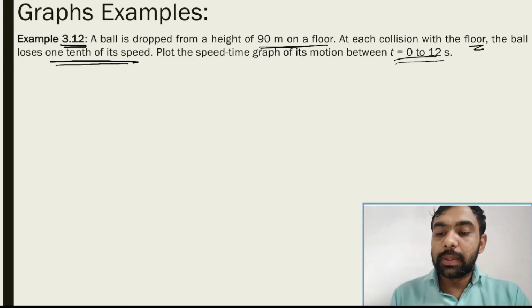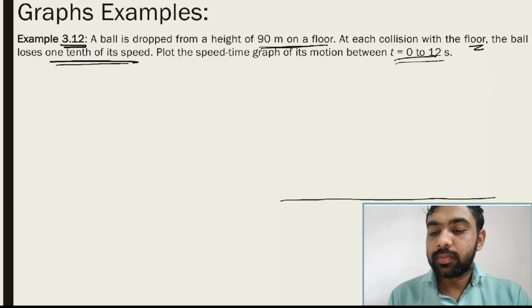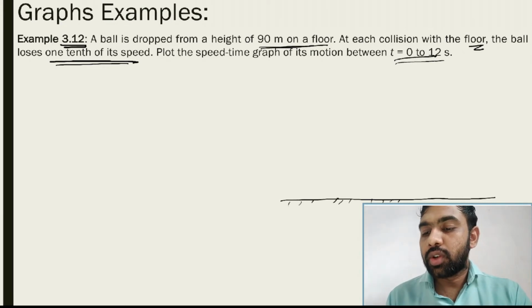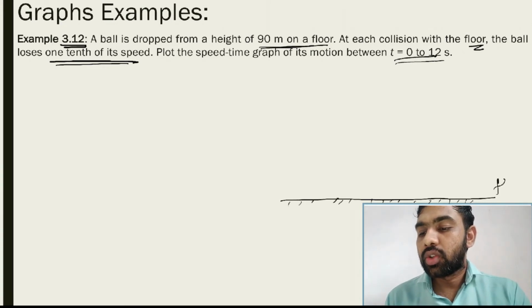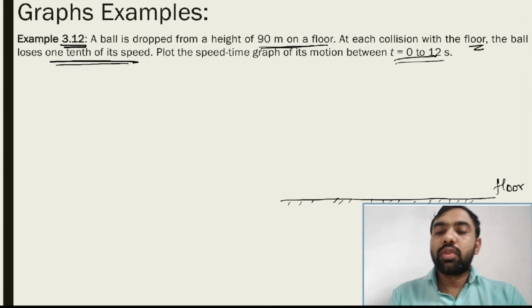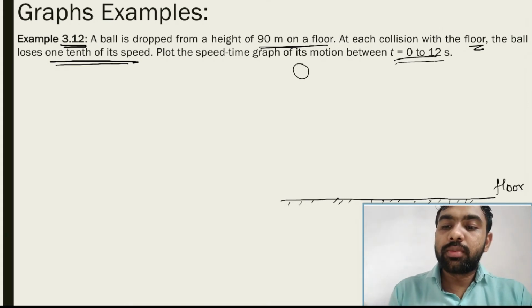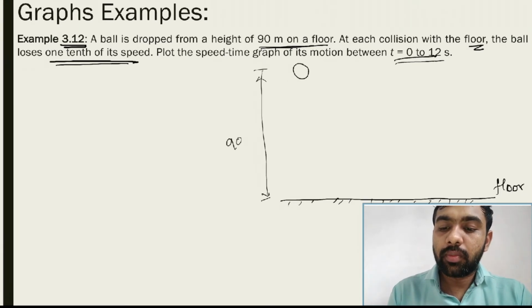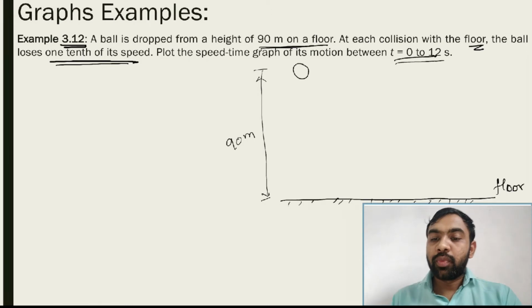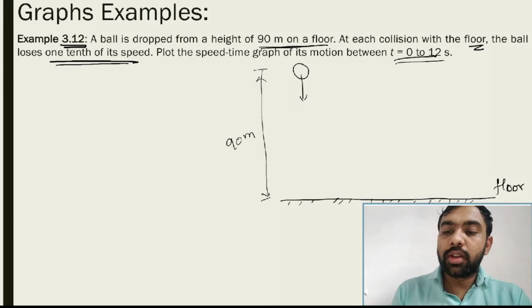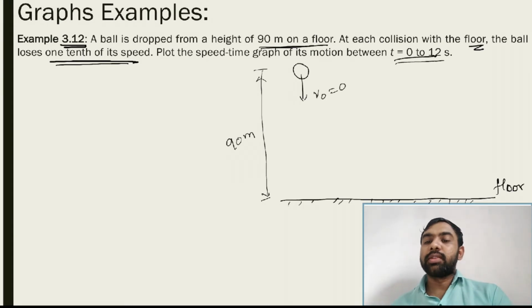Means the situation is like this. Suppose you consider this is the floor. One ball is dropped from some height. How much is this height? 90 meter height. If you drop this ball from here, the initial speed is 0.